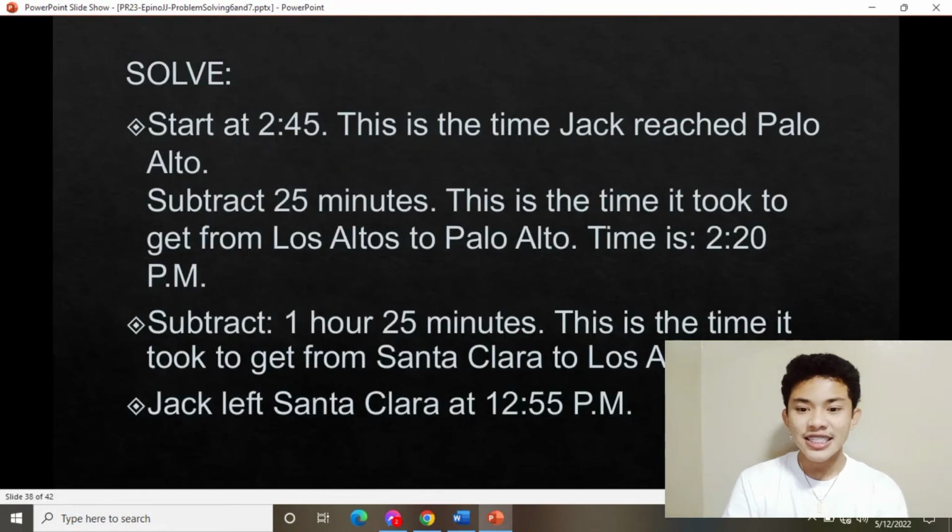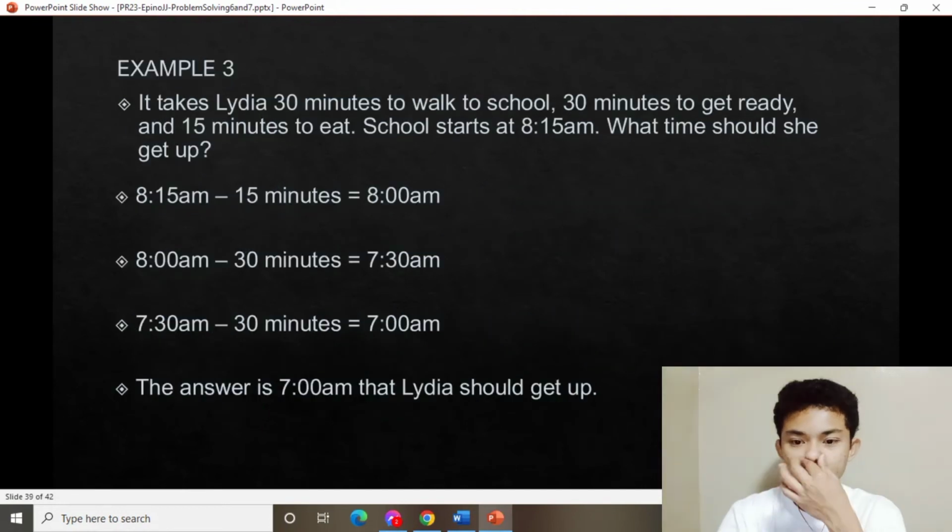Solve. Start at 2:45. This is the time Jack reached Palo Alto. Subtract 25 minutes. This is the time it took to get from Los Altos to Palo Alto. The time is 2:20 p.m. Subtract 1 hour and 25 minutes. This is the time it took to get from Santa Clara to Los Altos. And Jack left Santa Clara at 12:55 p.m.